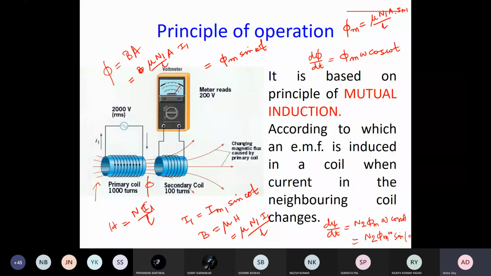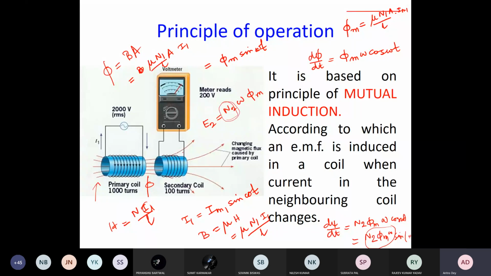So now you see that the maximum value of the secondary voltage should be equal to N2 into omega into phi m. Either you can increase your phi m by taking a larger cross section area. On what is phi m dependent? It depends on N1 I1, and the lower the L, the higher the value, and then the cross section area and the permeability. We have some limitation in increasing its magnitude using mu and cross section area, so what else can we do?